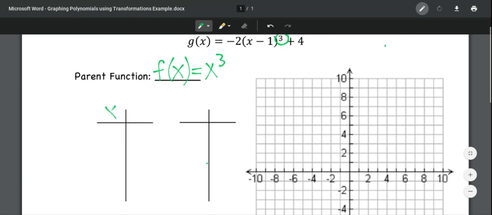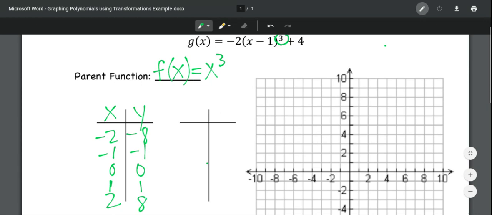If you don't remember them, not a big deal. You can use your toolkit and find your points associated with x cubed, or I can plug in the x values -2 through 2 and cube them all. And when I do that, I get -8, -1, 0, 1, and 8.